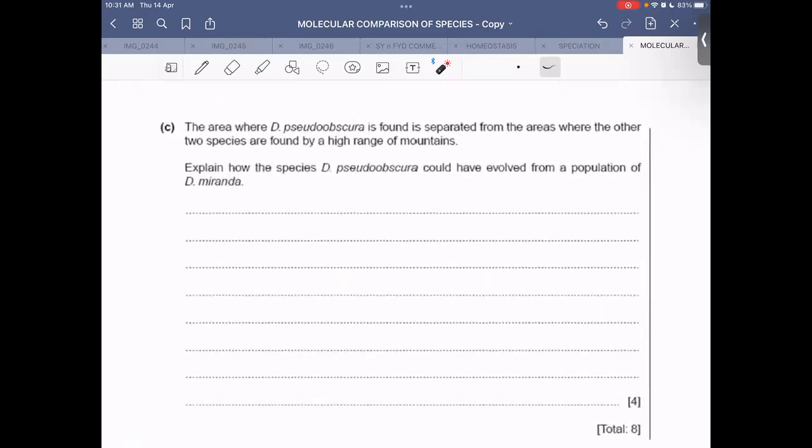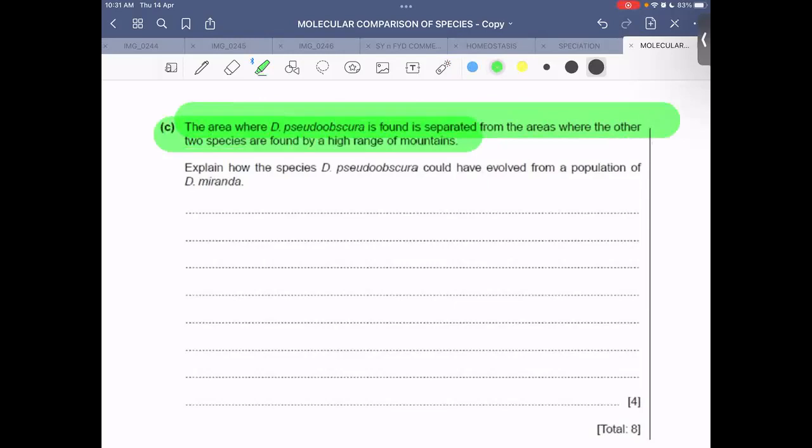And this question is, as I told you, whenever you are given such kind of questions, they are always related to the concept of speciation, in which you have to decide whether it is allopatric speciation or sympatric speciation happening. And then after you've decided, you also have to list down how it happened, right? The area where Drosophila pseudo obscura is found is separated from the areas where the other 2 species are found by a high range of mountains. This in itself is giving you a hint that allopatric speciation has occurred, because in allopatric speciation, the 2 groups of organisms are separated by a geographical boundary.